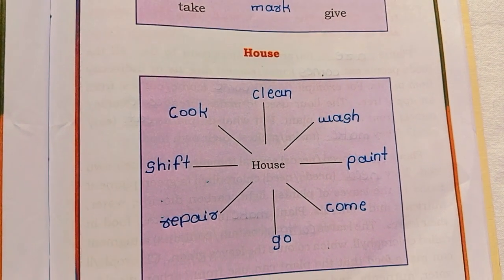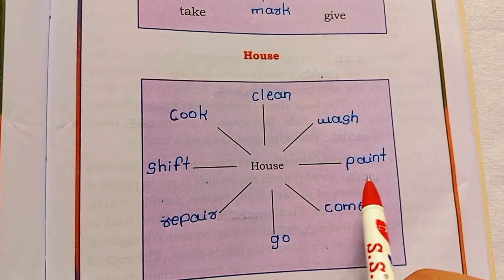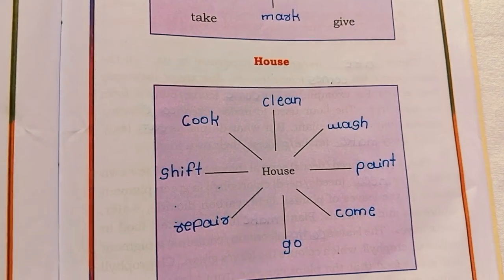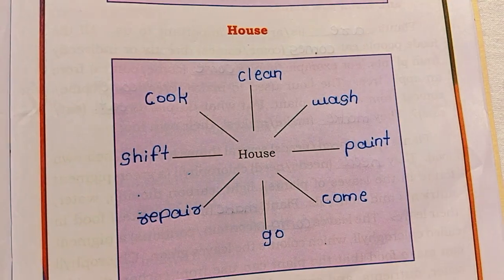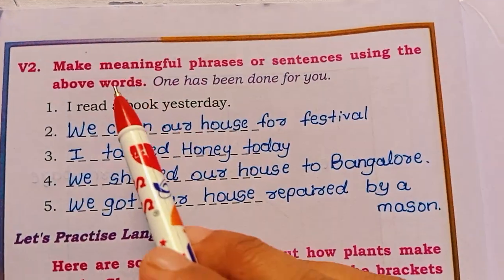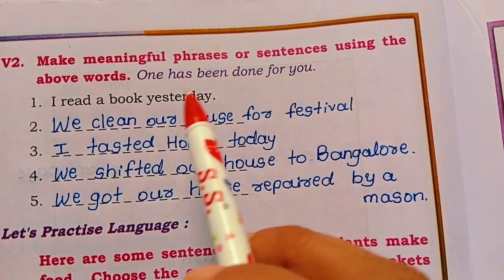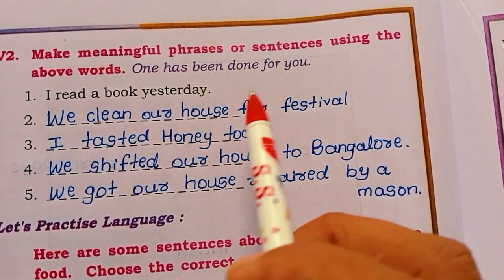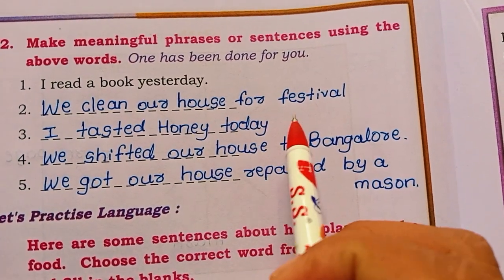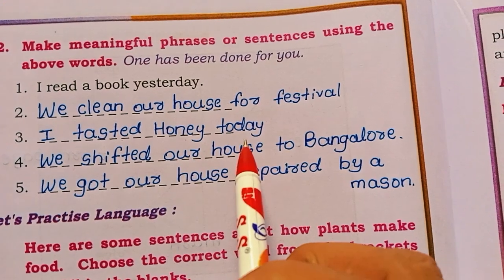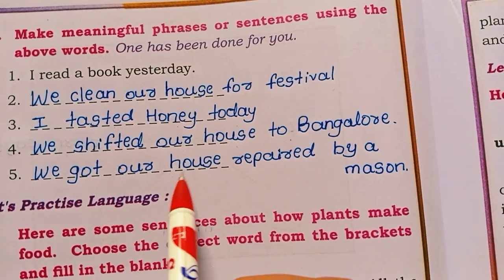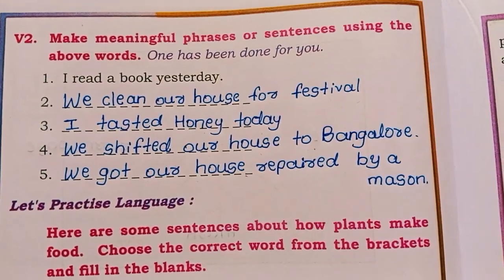And house: clean house, wash house, paint house, come house, go house, repair house, shift house, and cook house. We too make meaningful phrases or sentences using the above words. One has been done for you. I read a book yesterday. We clean our house for the festival. I tasted honey today. We shifted our house to Bangalore. We go to our house, repaired by the mason.